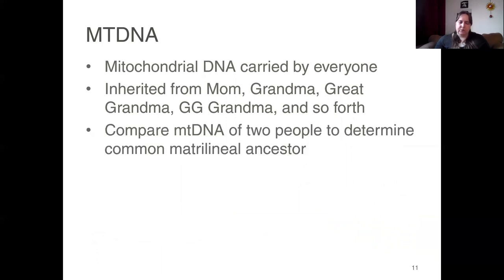So again, the theory, like with the Y, is that if you compare the mitochondrial DNA of 2 people, you can determine if they have a common matrilineal ancestor or an ancestor along the maternal line. One thing to note about mitochondrial DNA, however, is that it mutates slower than other types of DNA. What this means is that 2 people can have identical mitochondrial DNA, but the common ancestor may be further back in time.